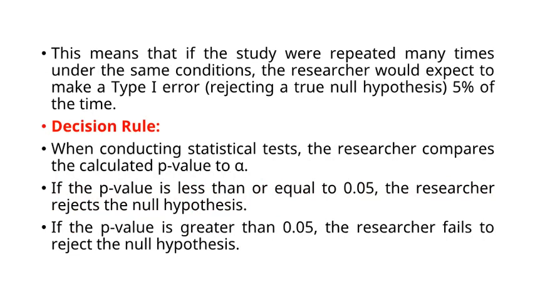Decision rule. When conducting statistical tests, the researcher compares the calculated p-value to alpha. If the p-value is less than or equal to 0.05, the researcher rejects the null hypothesis. If the p-value is greater than 0.05, the researcher fails to reject the null hypothesis.